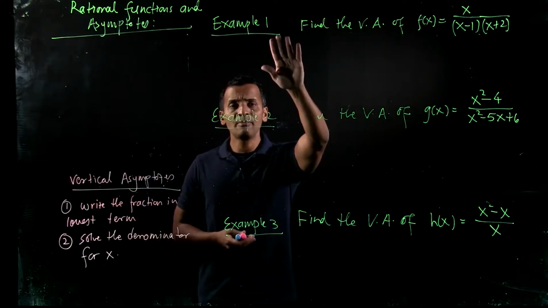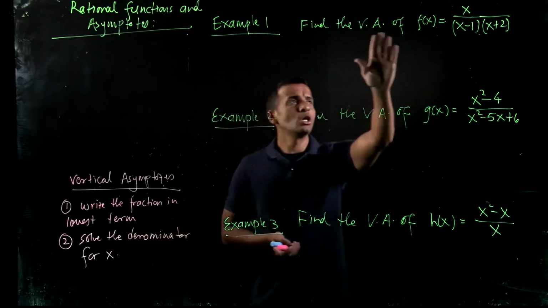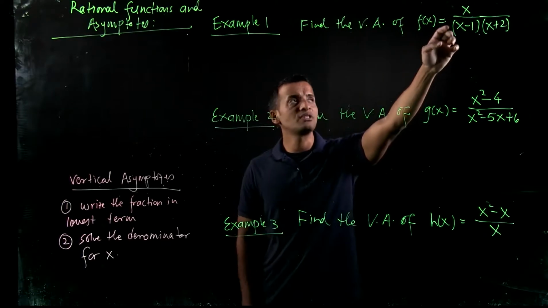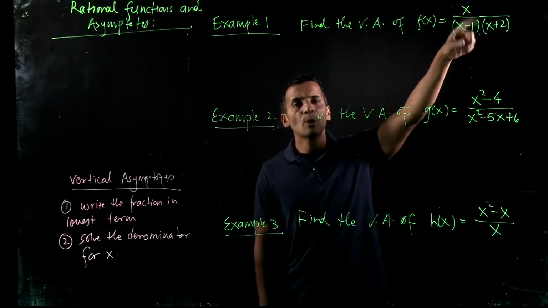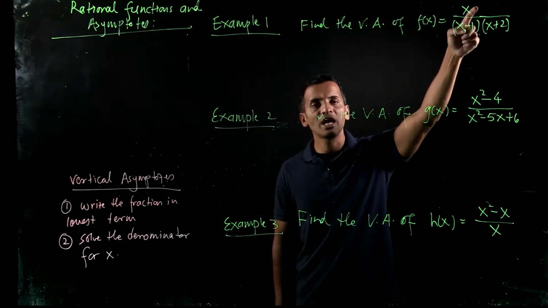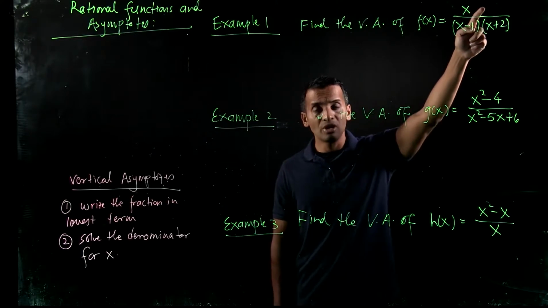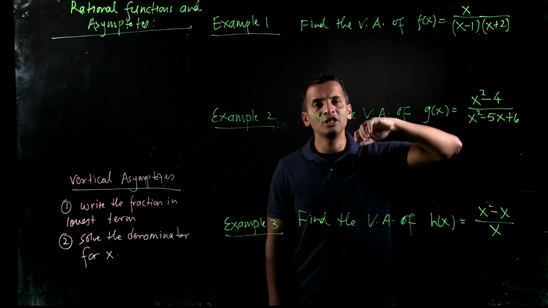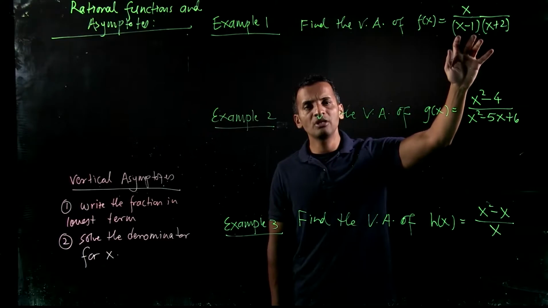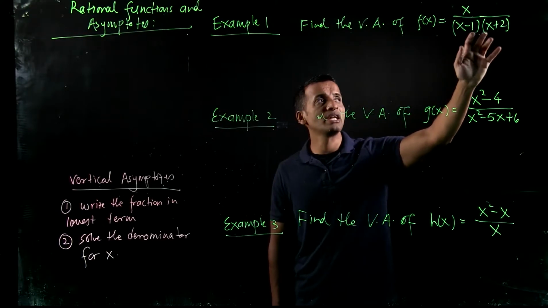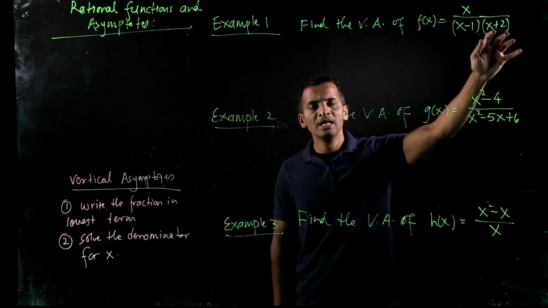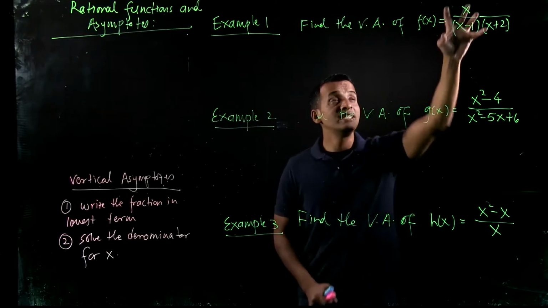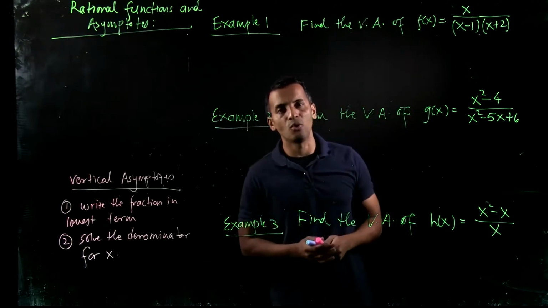Okay, for an example, in this example, to find the vertical asymptote, first of all, is there any common factor in the numerator and denominator? There is none, right? Because there is just x in the numerator, and in the denominator there are two factors, x minus 1 and x plus 2. Since there is no common factor, this itself is the lowest form, right?